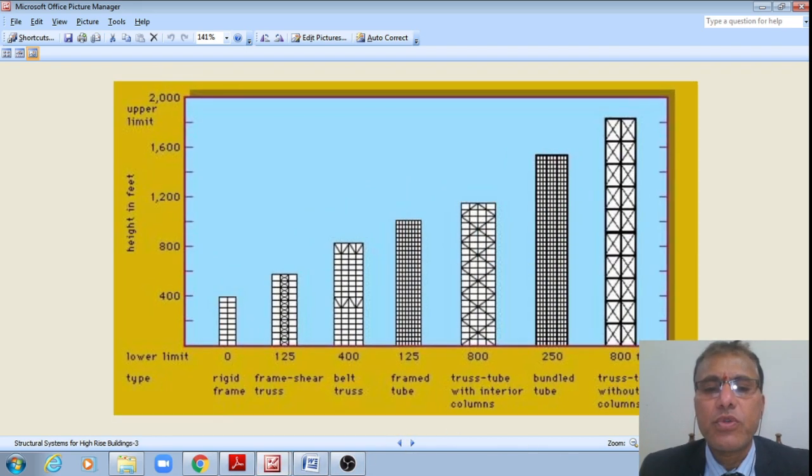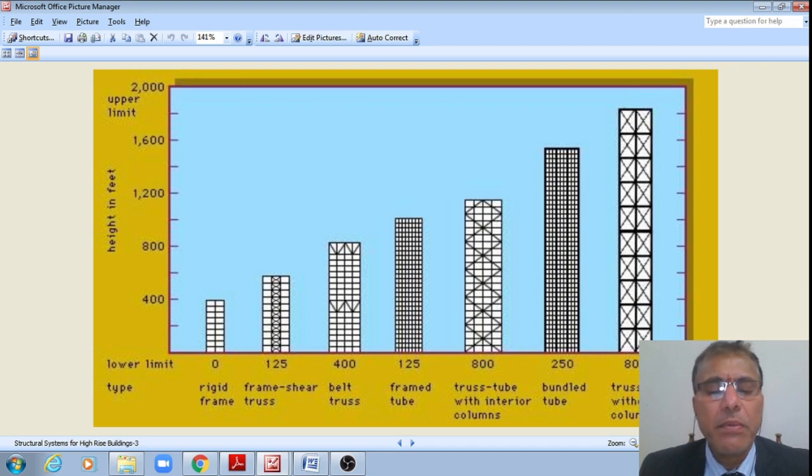Now the same is shown once again in terms of the heights, minimum height and maximum height for each of the structural systems, students. The first one is the rigid frame. The lower limit of the height is 0 feet. All these are in terms of feet, to a maximum height of 400 feet. Approximately each story is 10 feet, therefore this rigid frame is adaptable at maximum up to 400 feet, means approximately 35 to 40 stories.